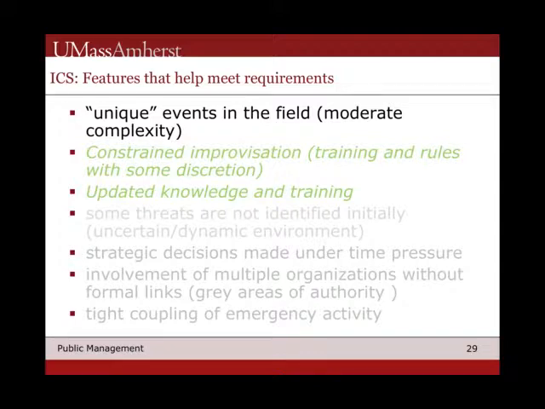There is enough similarity and stability, though, in the environment that you can have training and rules can still be a foundation, as what you might find in low levels of environmental complexity, but there needs to be some constrained improvisation. Also, it's necessary because there's some degree of environmental uncertainty that as more is learned, as more of these unique events occur, there are lessons learned and other types of feedback and evaluation based on either incomplete successes or partial failures, so that you can get updated knowledge and training available.